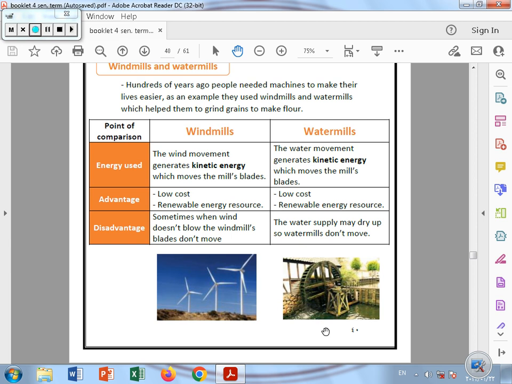But what are the disadvantages of the water mills? The water supply may dry up, so the water mills don't move. If the water dries from this place, we cannot use the water mill in this place, we have to move it to a different place that contains a large amount of moving water.